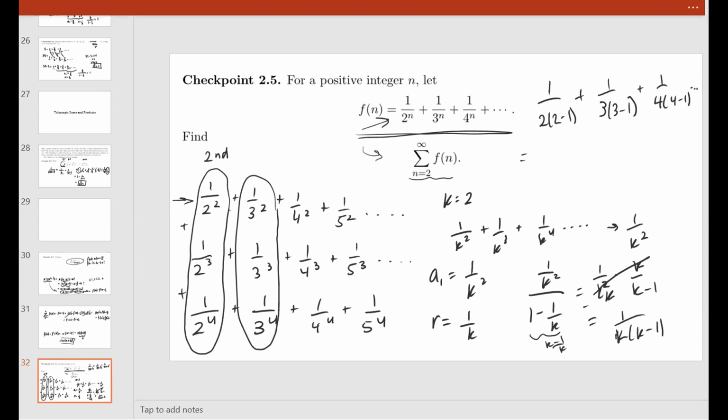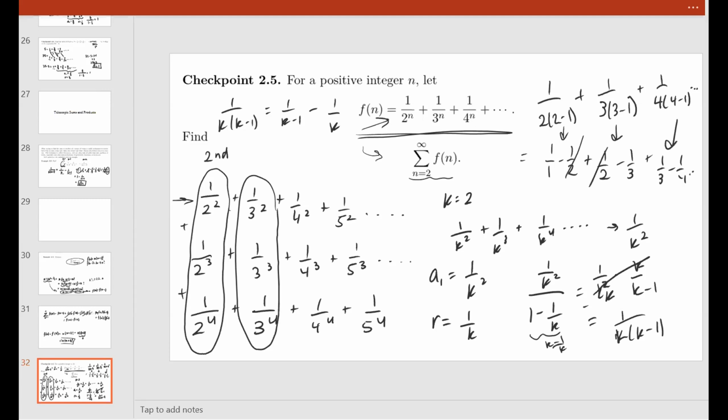And as we saw in the first example for telescoping, 1 over k times k minus 1 can be written as 1 over k minus 1 minus 1 over k. So this is equal to 1 over 1 minus 1 over 2. So that's this term. This term is 1 over 2 minus 1 over 3. This term is 1 over 3 minus 1 over 4, so on. And again, we see lots of cancellation. And since this is infinite, our last term is 1 over infinity, which is just 0. But this is just 1. So we get that our sum is 1.